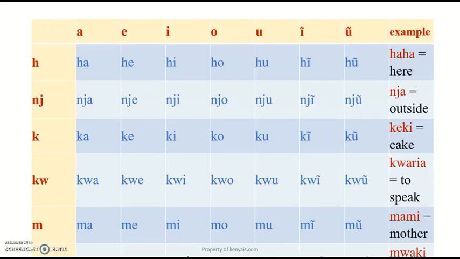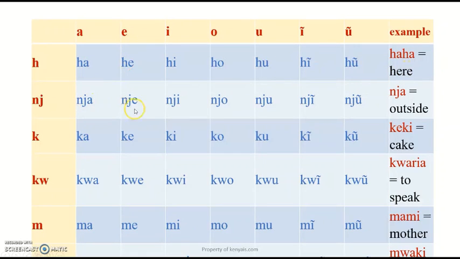The lesson today we're going to look at h. We also look at the j, the k, ku, and m sounds in Kikuyu. We start with the h sound. So you have ha, he, hi, ho, hu, he, ho. And an example of a word is haha. Haha means here in Kikuyu.